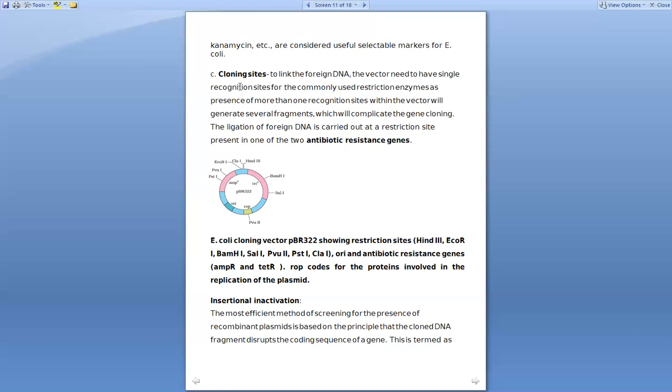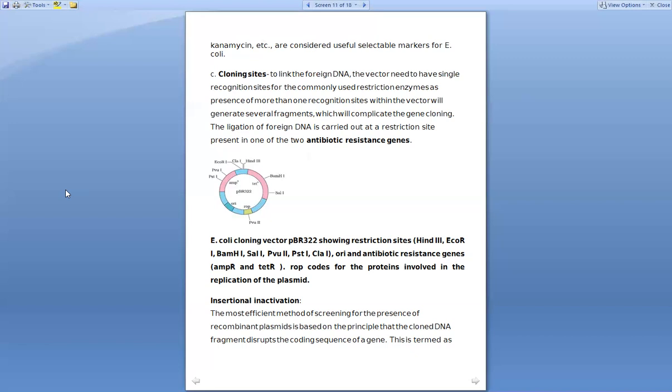The third one is the cloning site. These are the sites where the cloning is going to take place, right? These cloning sites are useful to link the foreign DNA. The vector DNA needs to have single recognition sites for the commonly used restriction enzymes, as the presence of more than one recognition site within the vector will generate several fragments, which will complicate the gene cloning. Now, if only one cloning site is there, then the cloning is going to be easier, because there will be only one single type of recognition site.